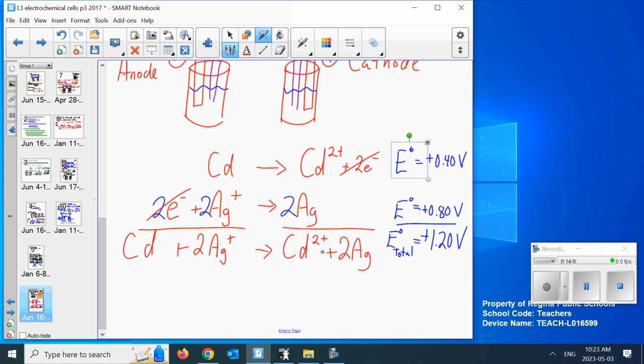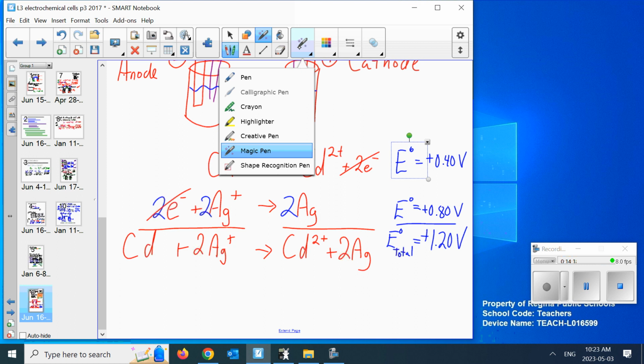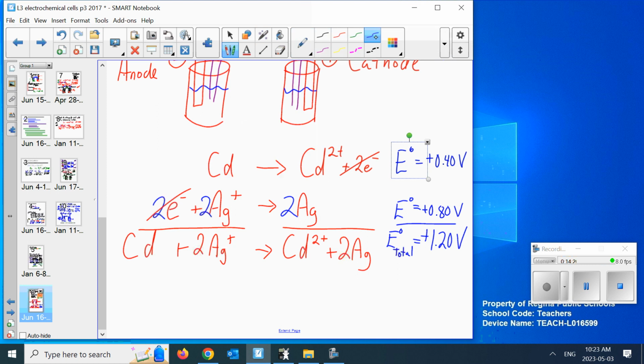So, questions D and E, we did F, the total voltage. But what's the oxidation half reaction? What's the reduction half reaction? Okay, good. Back to this. Oxidation is losing electrons, reduction is gaining. Oxidation is losing electrons. That's the cadmium, throwing them out, right?